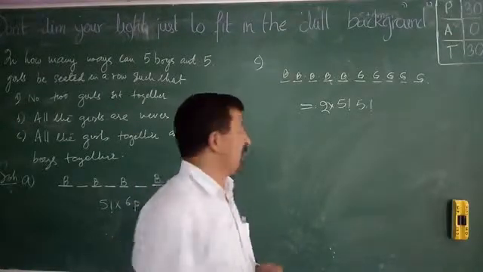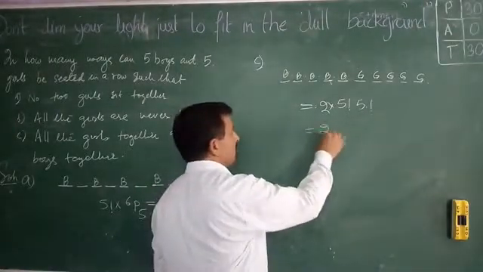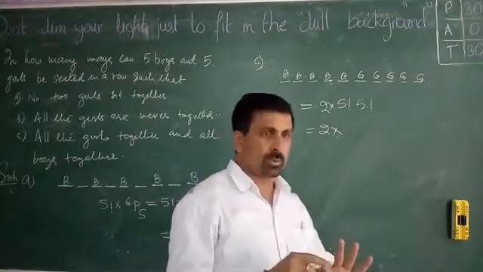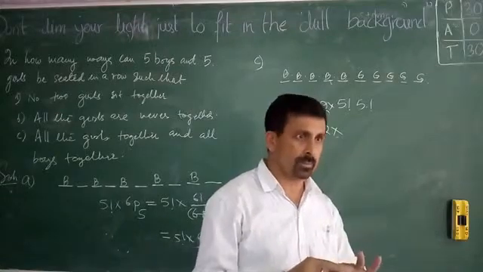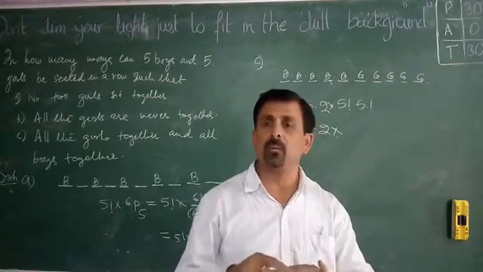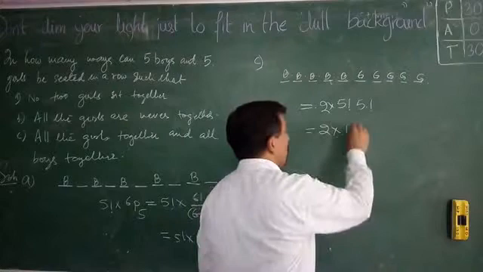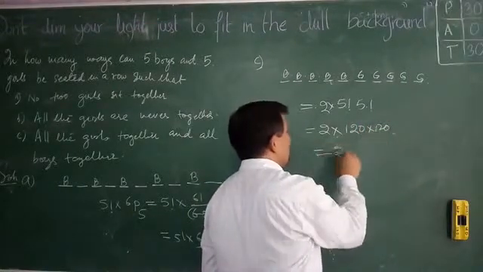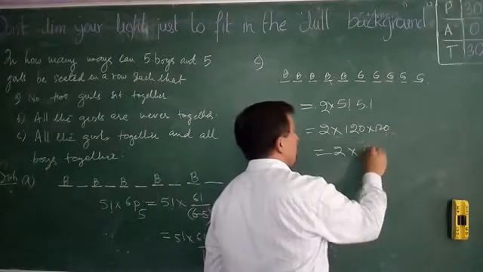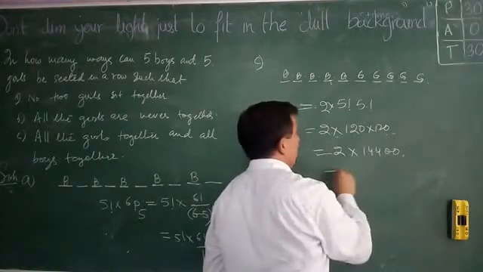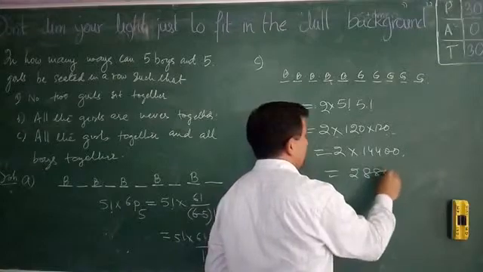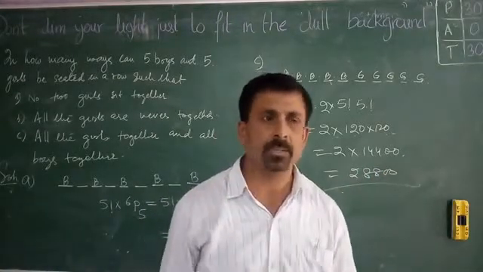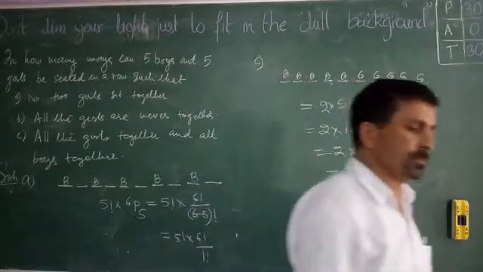Now if you want me to calculate, this is 2 into factorial 5. 5 fours are 20, 20 threes are 60, and then 120. So this is 2 into 120 into 120, which is 2 into 14400, and then this is 28800. This many number of ways they can sit. Is it clear? Yes, sir. Thank you.